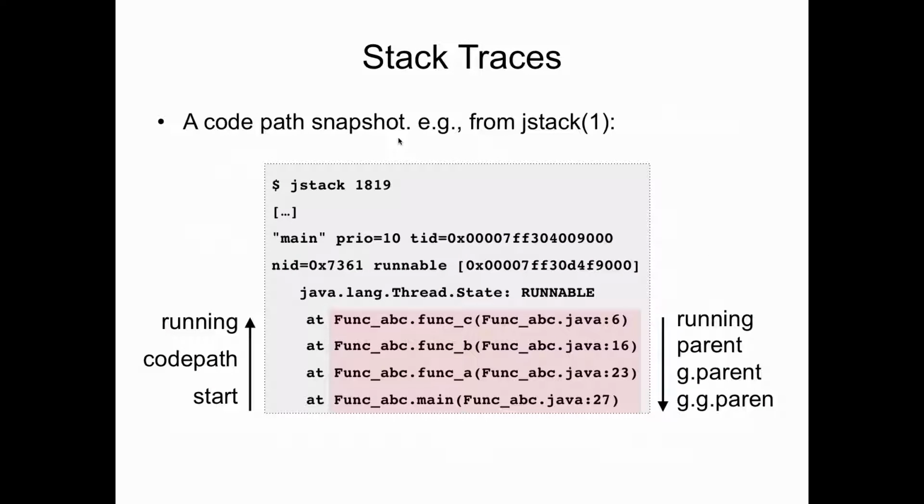I think a lot of us are familiar with what stack traces are, so this is an example from JStack. So you can read it bottom up or top down. So I started at main and I then called func A, func B, func C, or I can go top down and look at parents and grandparents. Stack traces are core of what we're doing for CPU profiling, because we're gathering these stack traces hundreds of times a second, or say 99 times a second on each CPU.